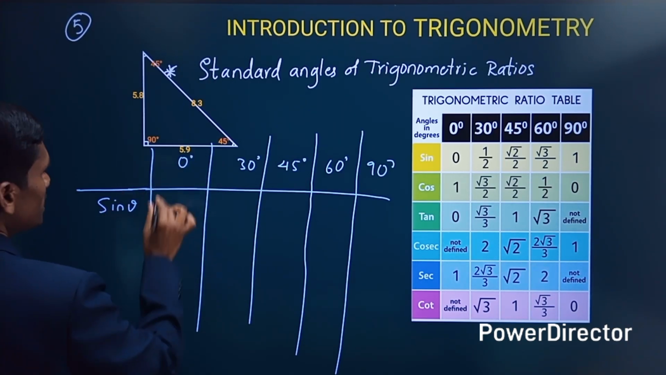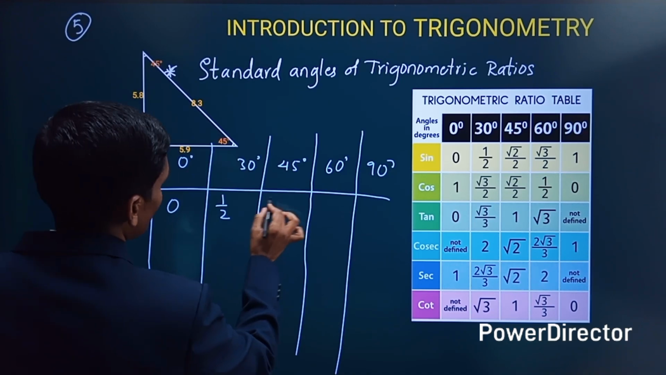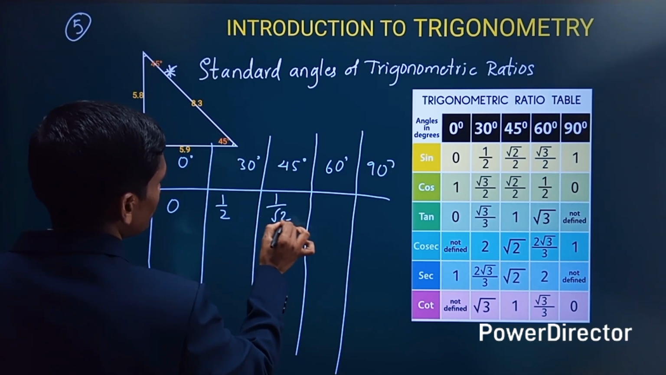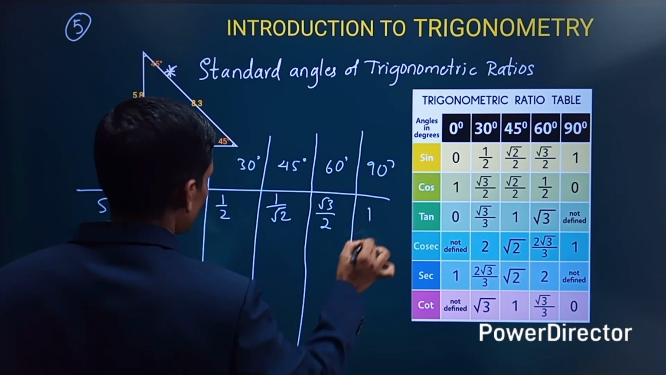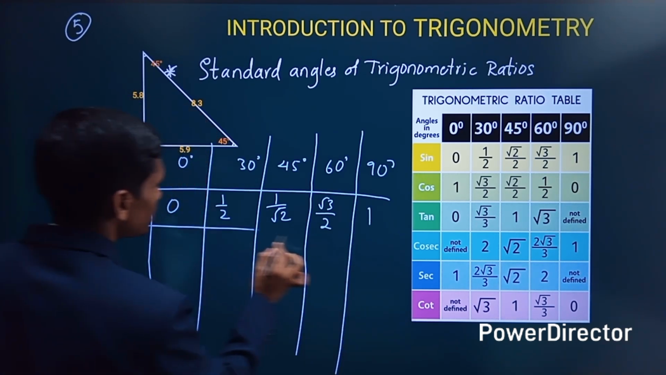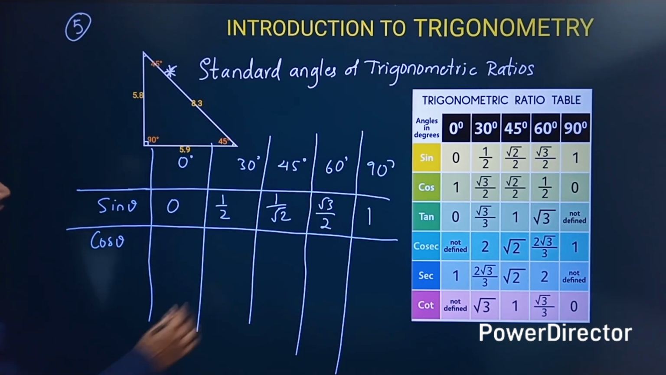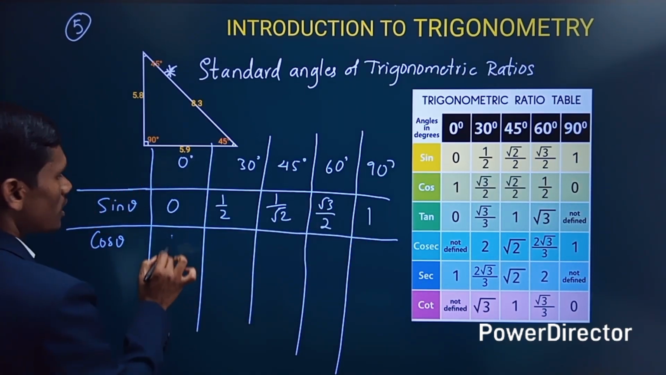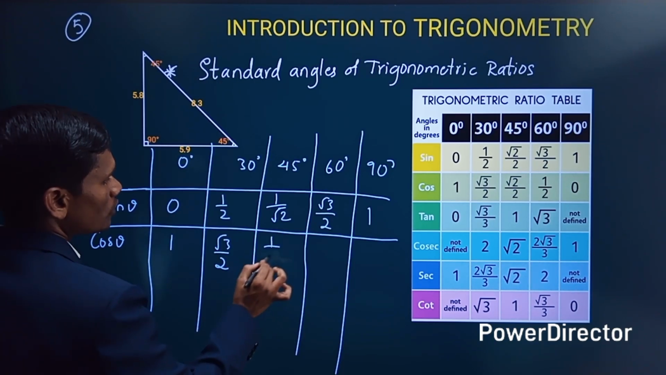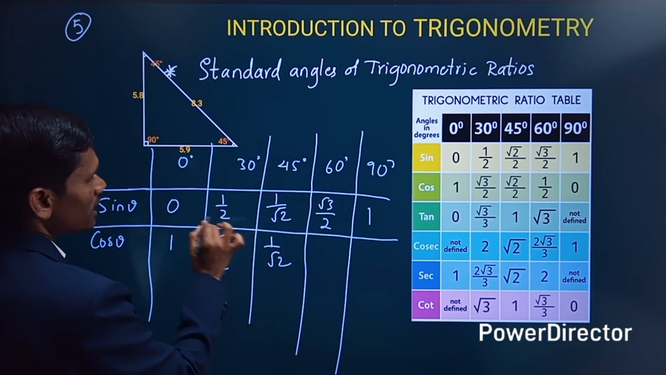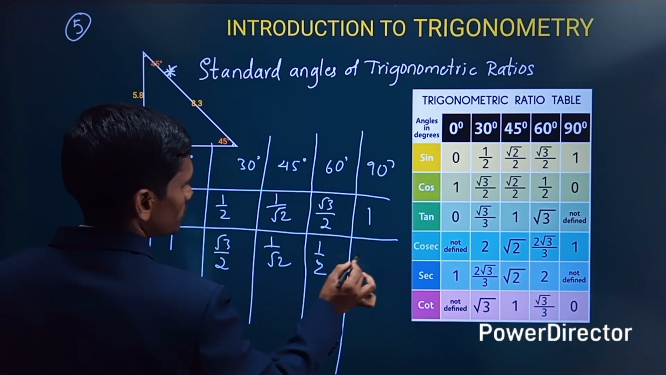If you take sine theta, for 0 degree, 30 degree, 45 degree, 60 degree and 90 degree: sine 0 is 0, next 1 by 2, next 1 by root 2, next root 3 by 2, and this will be 1. If you remember only this line, the rest you can easily write. For cos theta, just reverse this table and write: 1, root 3 by 2, 1 by root 2 as it is, next 1 by 2, and next 0.